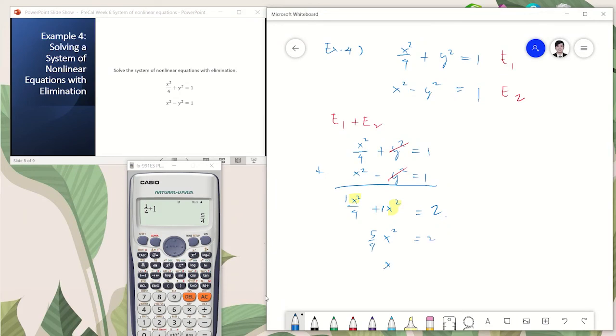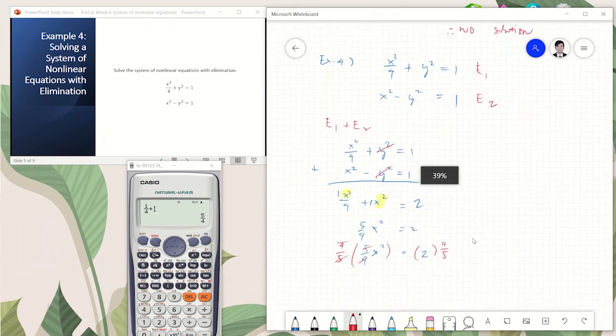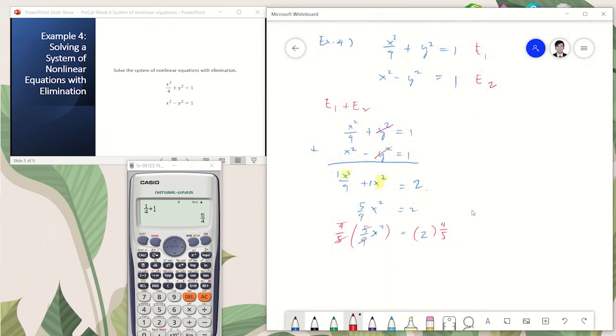Then to isolate the x squared, we need to multiply by the reciprocal of our coefficient 5/4. So that would be 4/5. Whatever you do on the left, do on the right. So 4 will be cancelled out, same with the 5. So you'll have x squared is equal to 2 times 4, that's an 8, 8 over 5. Then you need to get the square root of 8 over 5.